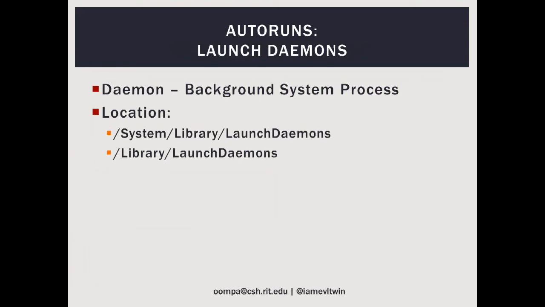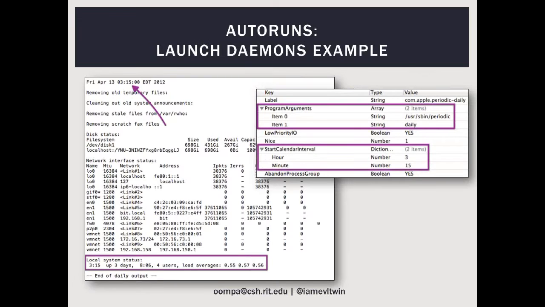Launch daemons are background system processes. These are located in very similar directories as the launch agents, except it's missing the user one because it's not allowed to be launched in the user context. So you only have 2 directories to look for here. But again, there'll be plenty to look at, that's for sure.